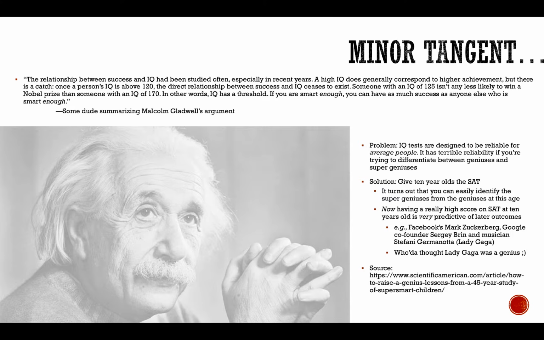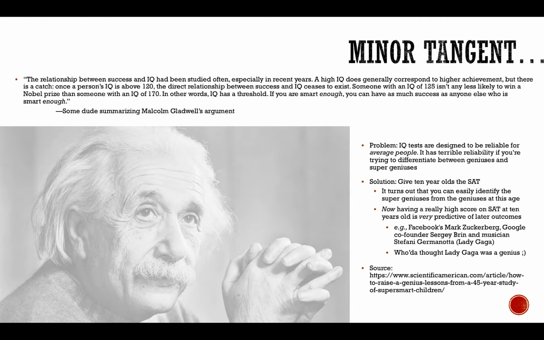For example, Facebook's Mark Zuckerberg, Google's co-founder Sergey Brin, and here's a surprise, the musician Stefani Germanotta, Lady Gaga. That's a lot easier to say. Those people were part of this study, and their early scores predicted that they would be geniuses or super geniuses later on. And who'd have thought Lady Gaga was a genius? Like, really? Apparently she's brilliant. By the way, the source for that is that article if you want to learn more.